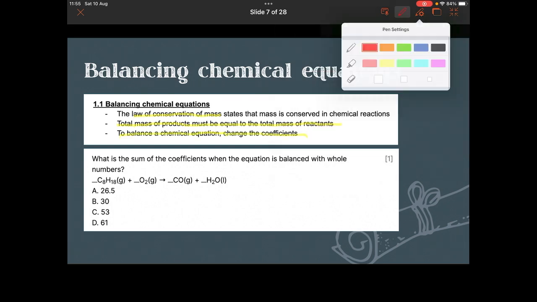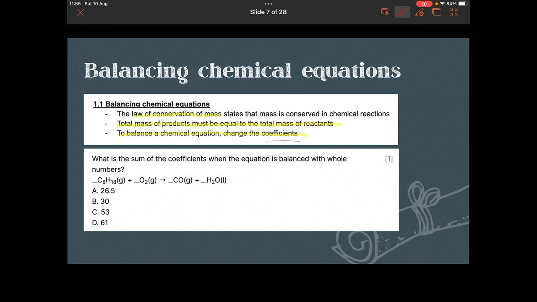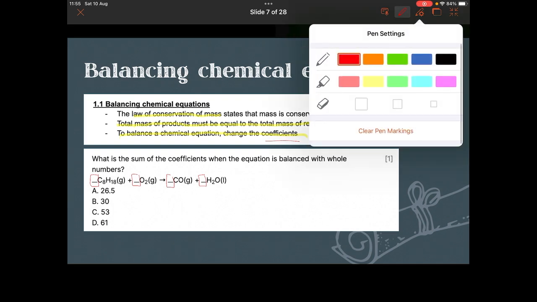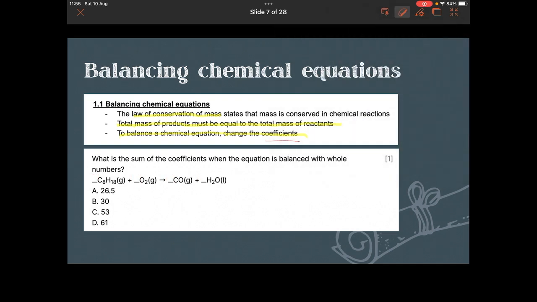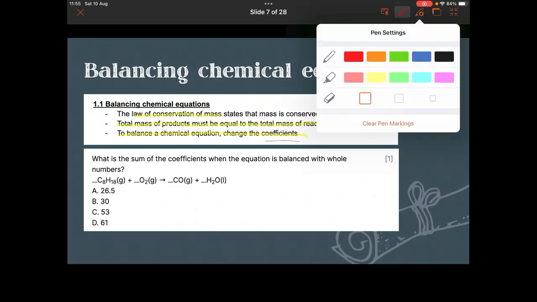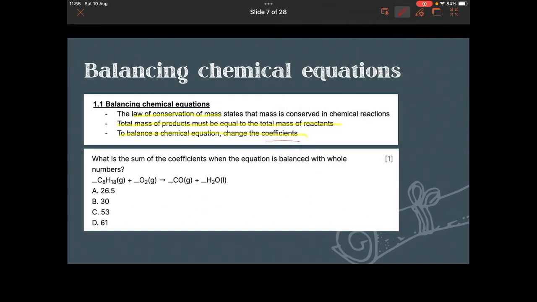Coefficients are basically any number that comes in front of a molecule or element. So anything that goes in front here, your coefficients would go in that spot. So the numbers basically. So in this example, we have this chemical equation. Feel free to pause and try this on your own, but I'm going to attempt this as we go.